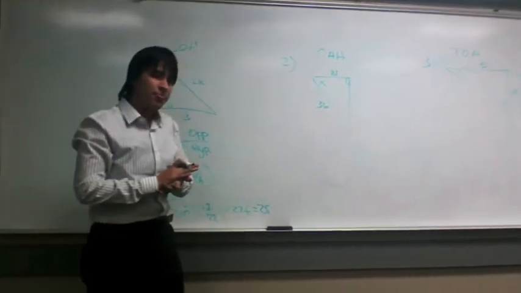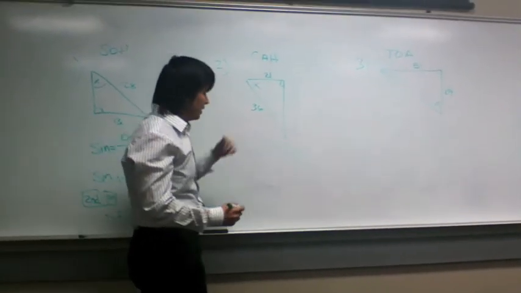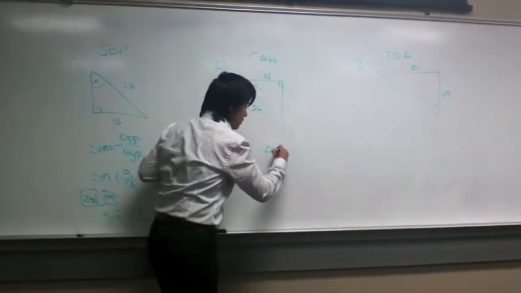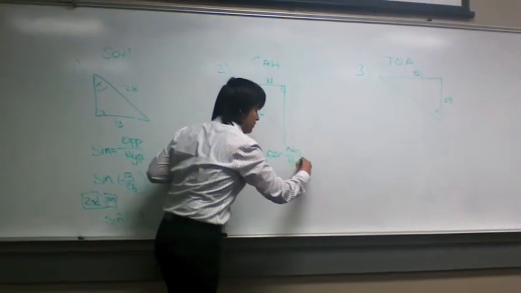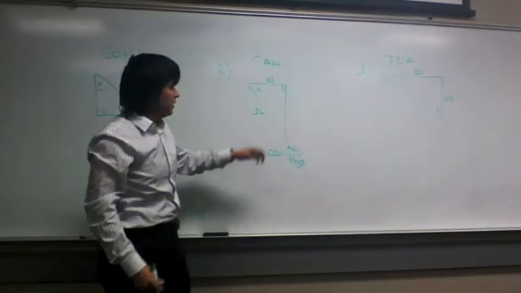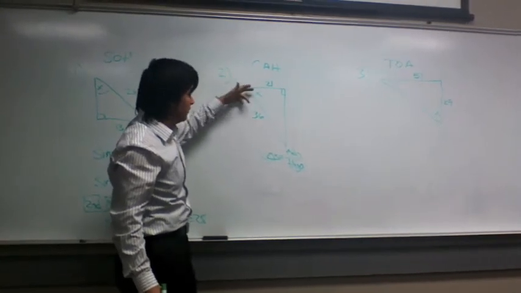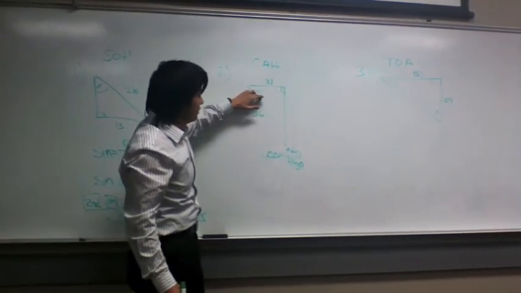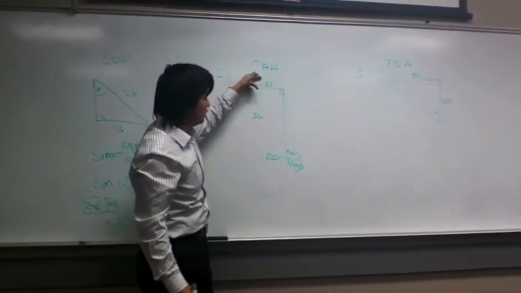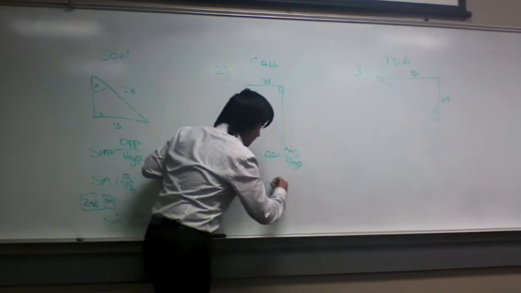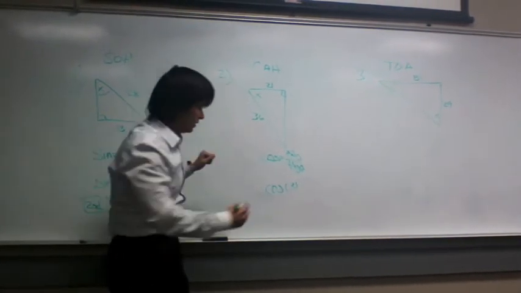Moving along, our next example will be CAH. So CAH is cosine is equal to adjacent over hypotenuse. In this example, if our x is here, this is the angle we're going to find, we're going to use adjacent over hypotenuse, which means 21 will be our adjacent, and our hypotenuse will be 36.